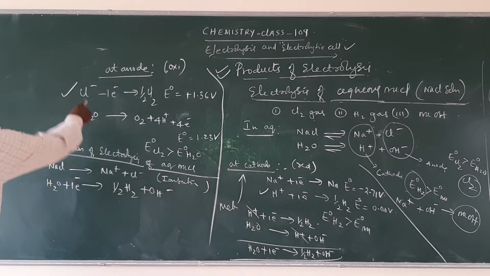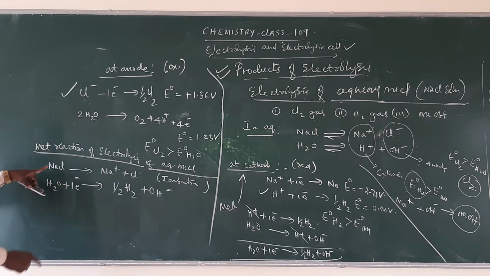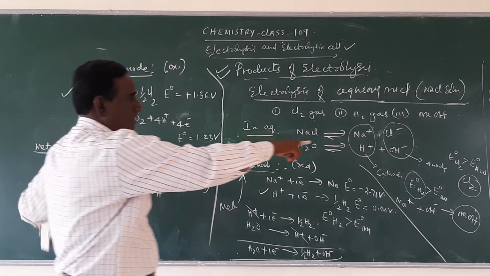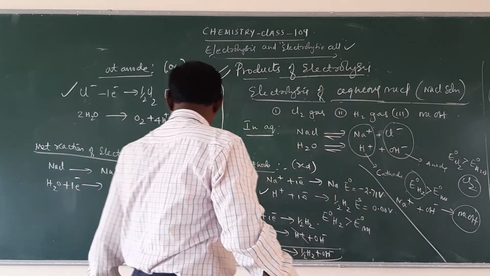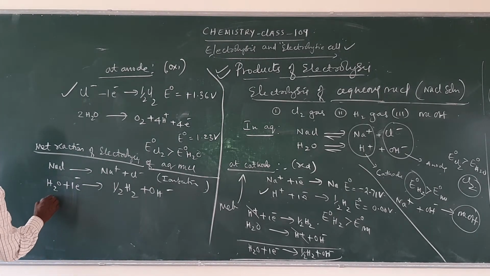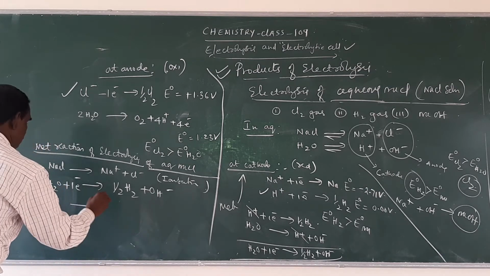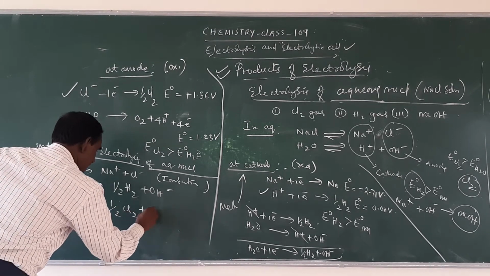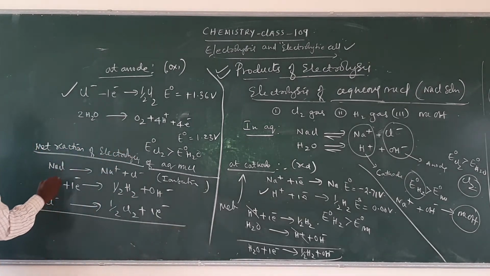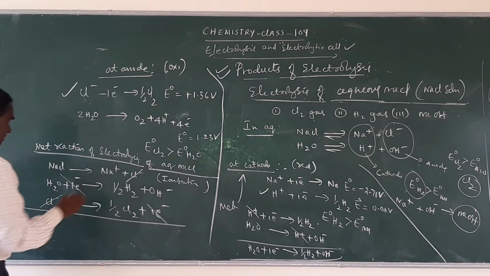And after that Cl minus. So this is the ionization of NaCl. For hydrogen, H+ and OH minus give H2O; H2O gives H+ and OH minus. Therefore H2O plus 1 electron gives half H2 plus OH minus. And the second one is Cl minus gives half Cl2 plus 1 electron. You can cancel the common terms from both sides: the 1 electron cancels, and then Cl minus cancels.